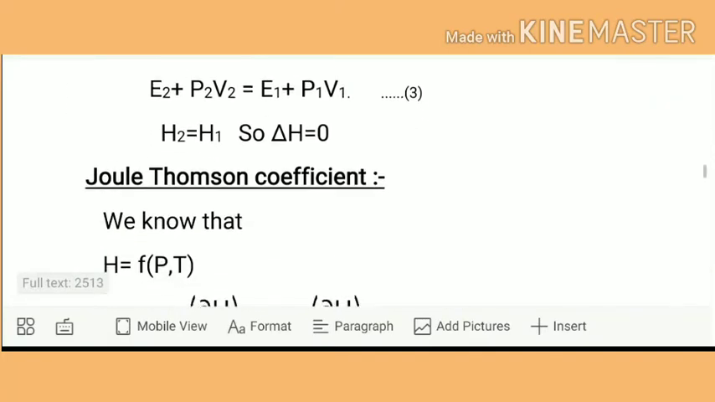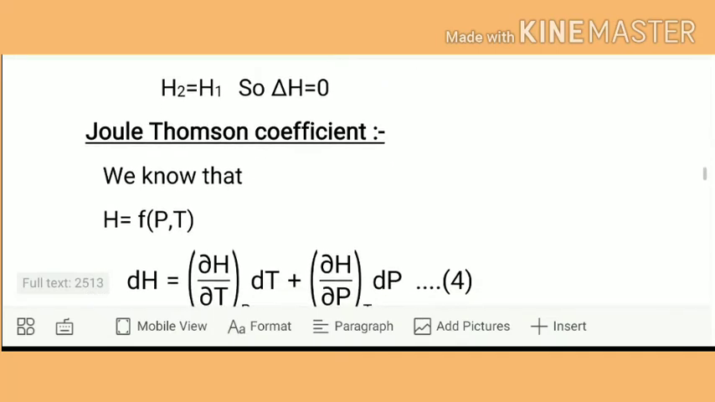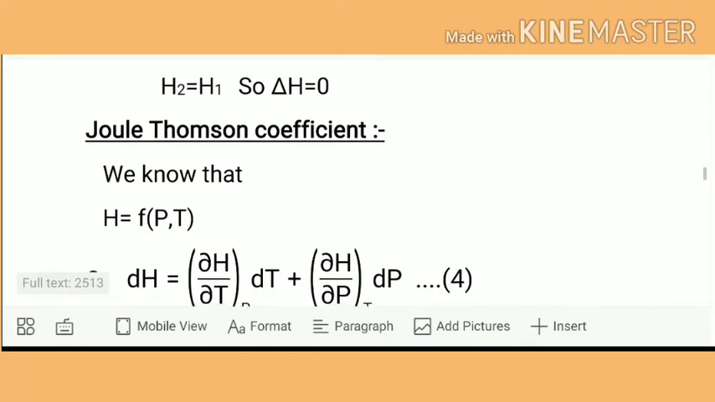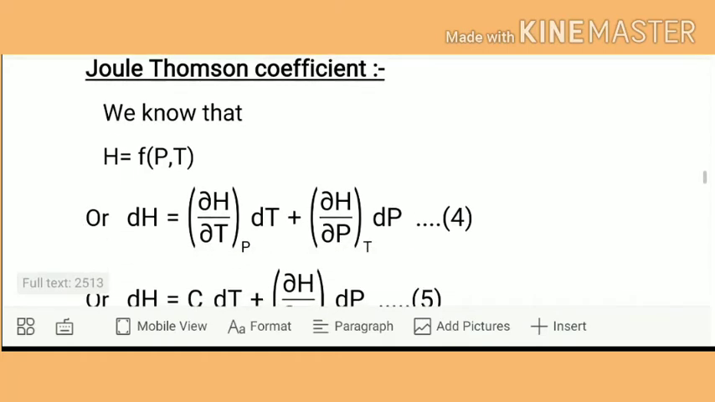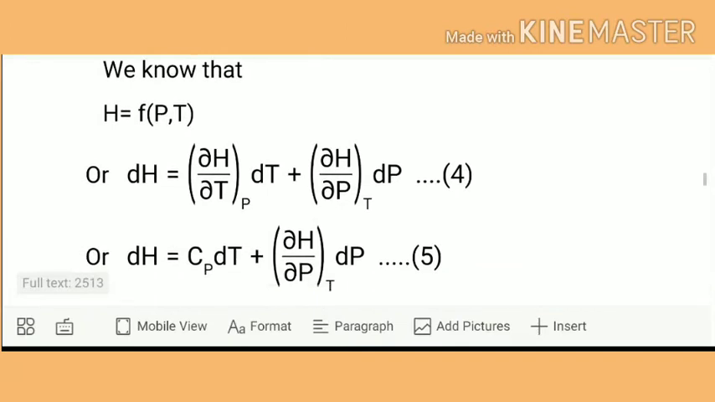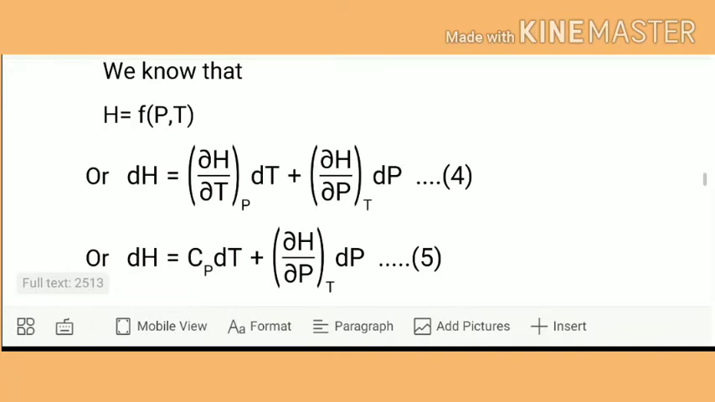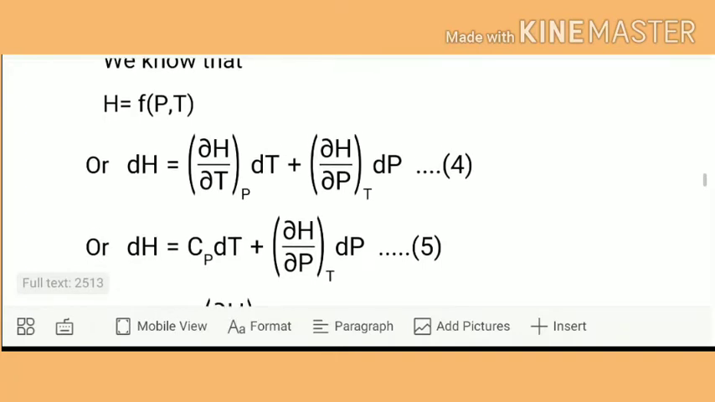Joule-Thomson coefficient. For the Joule-Thomson coefficient, we know that H is a function of pressure and temperature. So we can write this equation: dH equals del H upon del T at constant pressure into dT plus del H upon del P at constant temperature into dP. Del H upon del T at constant pressure is equal to Cp. What is Cp? Cp is the heat capacity at constant pressure. So dH is equal to Cp dT plus del H upon del P at constant temperature into dP.